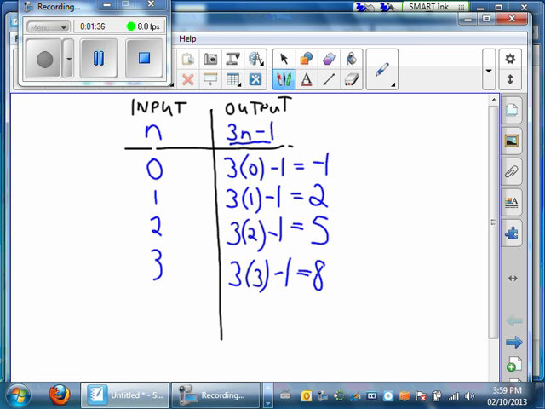Right? That is a very simple way that we have conducted an input-output table based on n, these being our input numbers, into our algebraic expression here to produce our output, which is these answers here. Now let's take a look at how, with input-output tables, we can actually figure out algebraic expressions based on information already given to us by an input-output table.